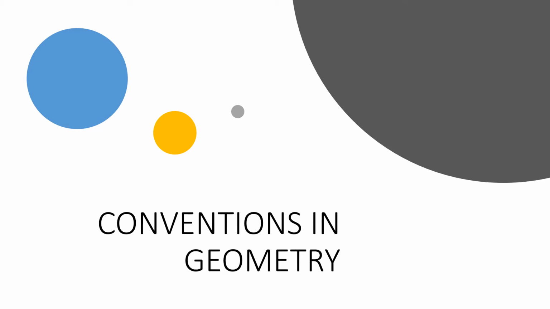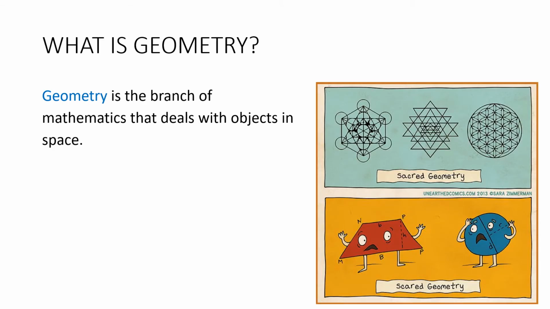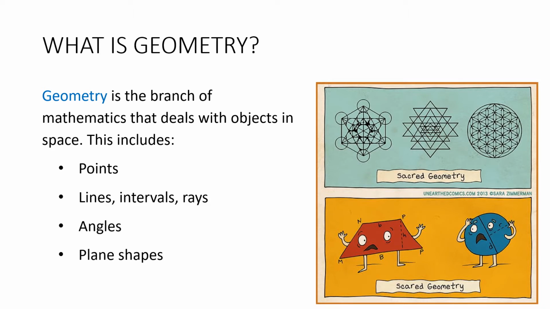Hi Year 7. This is the first in a series of 5 videos that I'm going to do on the topic angle relationships. In this first video, we're going to look at conventions in geometry. So what is geometry? Well, it's the branch of mathematics that deals with objects in space. And this will include points, lines, intervals and rays, angles, plane shapes, and solid shapes.